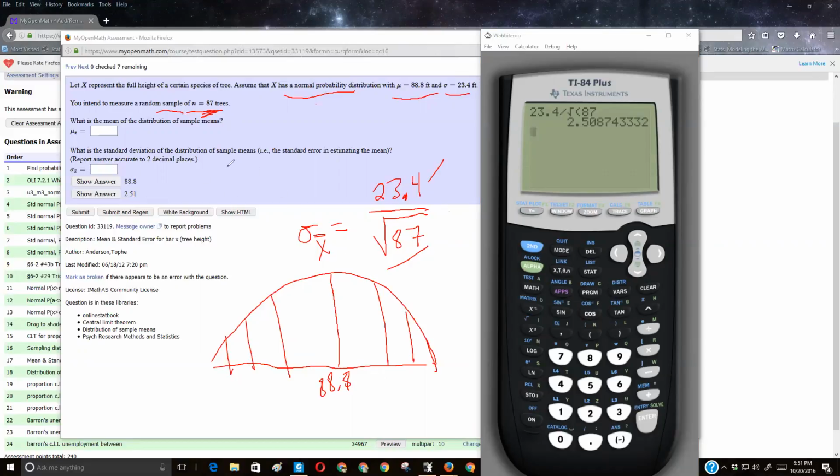Remember, it's the standard deviation from either the population or the sample, depending on what you have, divided by the square root of the sample size, n. Again, this is true for sample means. Proportions have a different formula.